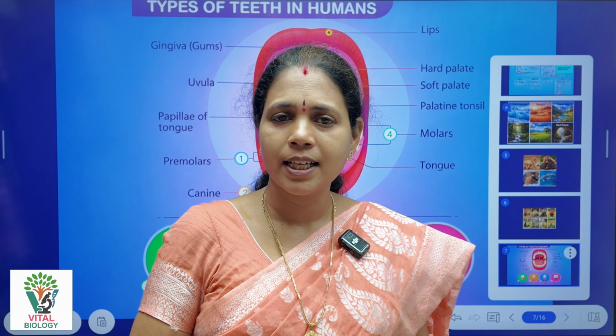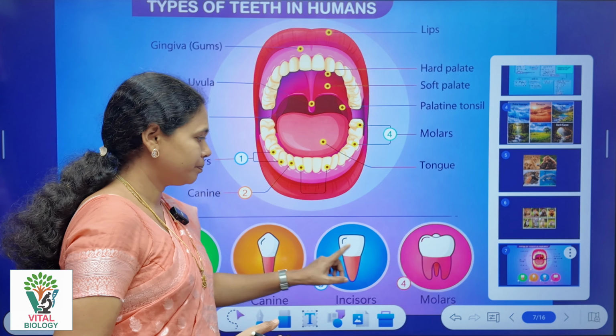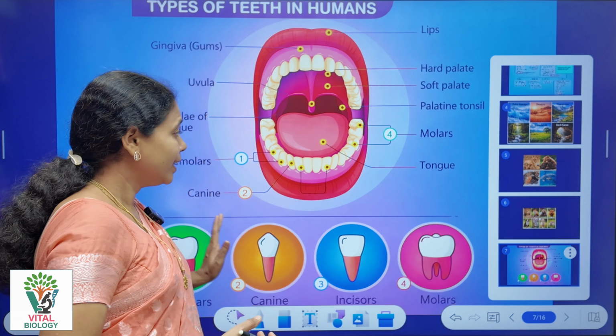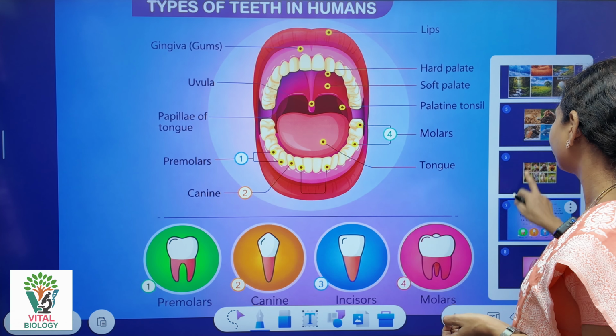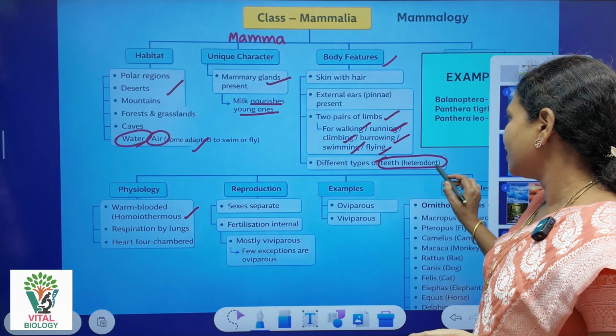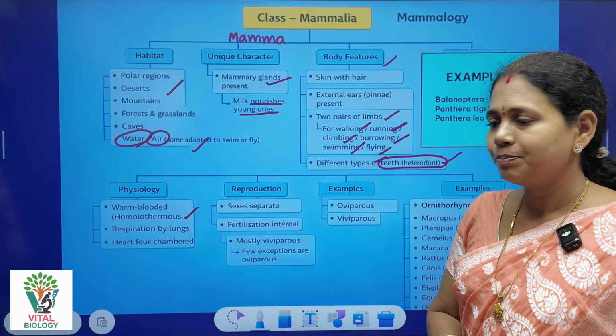So what are those characters? Like in their shape, in their size, in their number and even in their function. So in all these characters, these teeth are different in these animals. That's why when we describe such type of teeth, we use the word heterodont type. So that is also one of the interesting characters of these mammals.